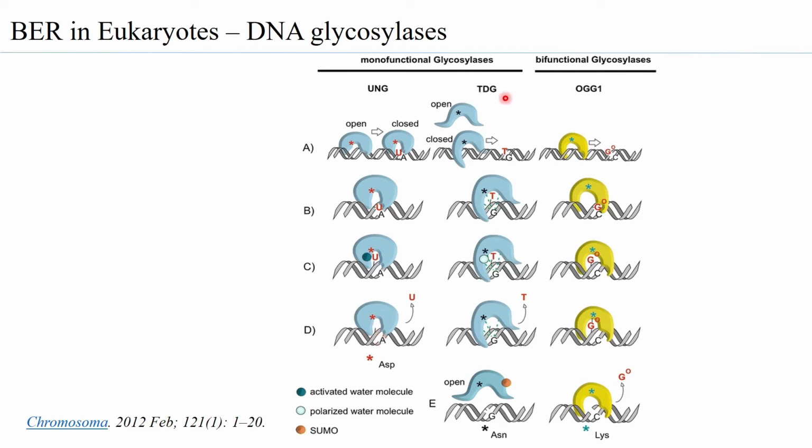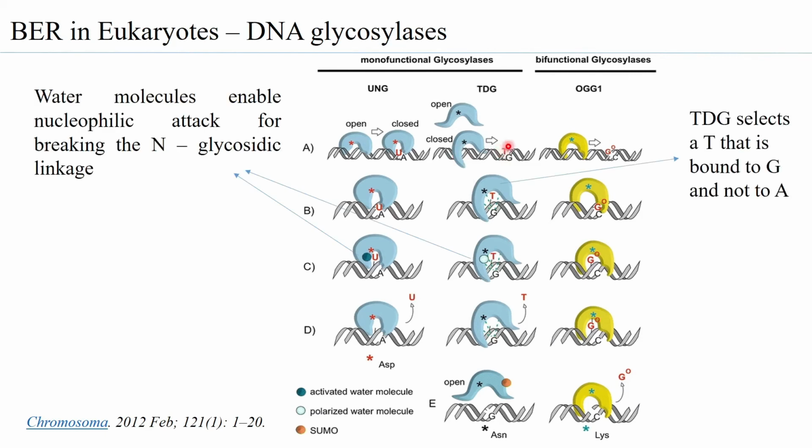Now let us go to thymine DNA glycosylase. The thymine DNA glycosylase also exists as an open conformation, but when it binds to the DNA, it closes in, with its N-terminal end having specific recognition for thymine.